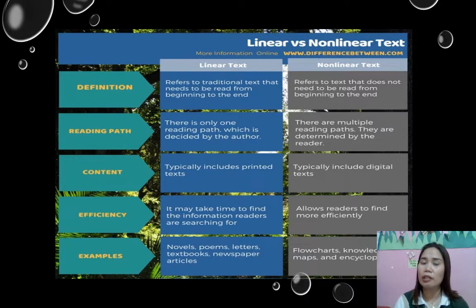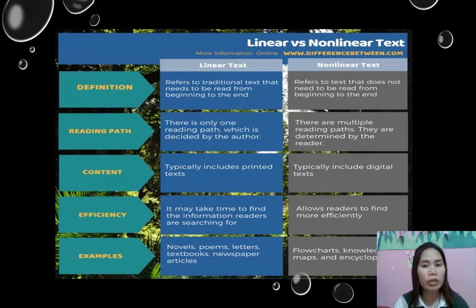As I have said earlier, linear text refers to traditional text that needs to be read from beginning to the end, while non-linear text refers to text that does not need to be read from beginning to the end. Next, the reading path. There is only one reading path, which is decided by the author. For example, when you are reading a novel or a story or a poem, you cannot start from the end or from the middle, right? You have to start from the beginning.